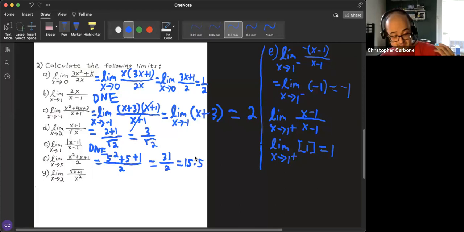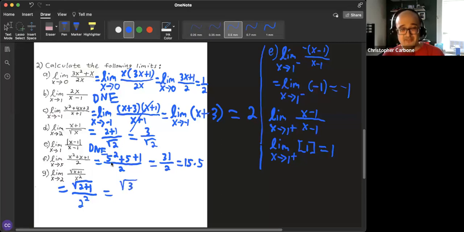And then my 7th one there, I have the limit as x approaches 2 of the square root of x plus 1 divided by x squared. Again, can't cancel anything. Nothing stopping us from putting 2 into that limit. So this one takes the square root of 2 plus 1 divided by 2 squared. The numerator makes nothing nice. This is the square root of 3 divided by 4.